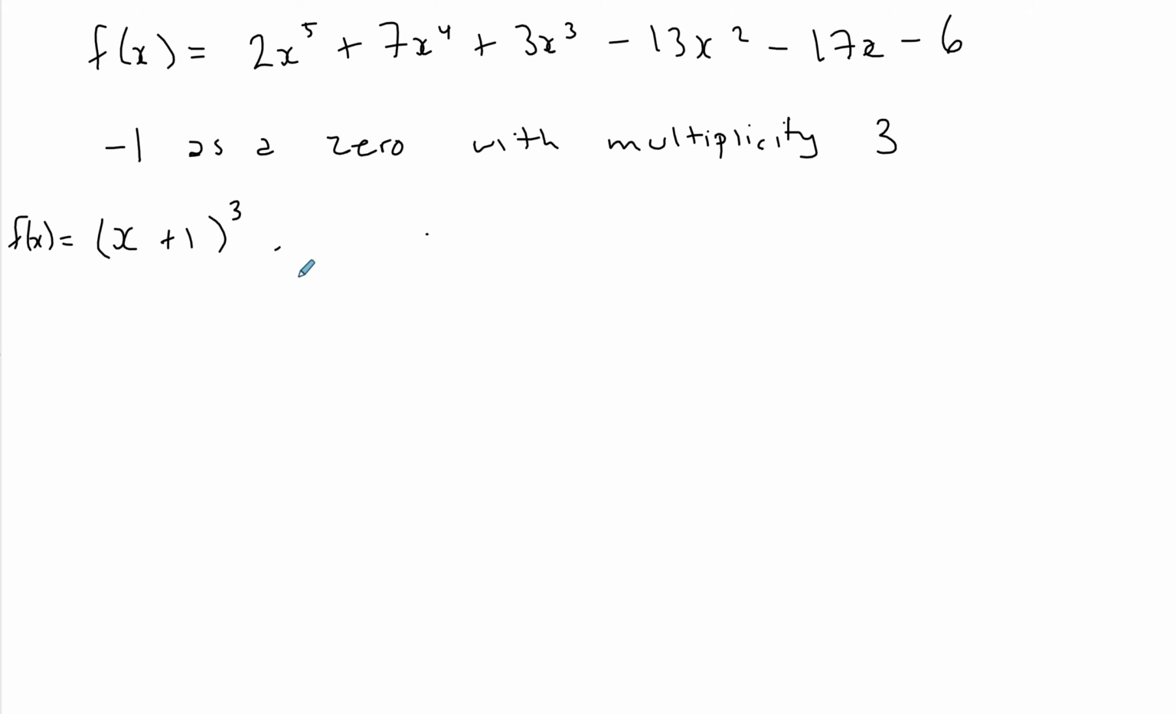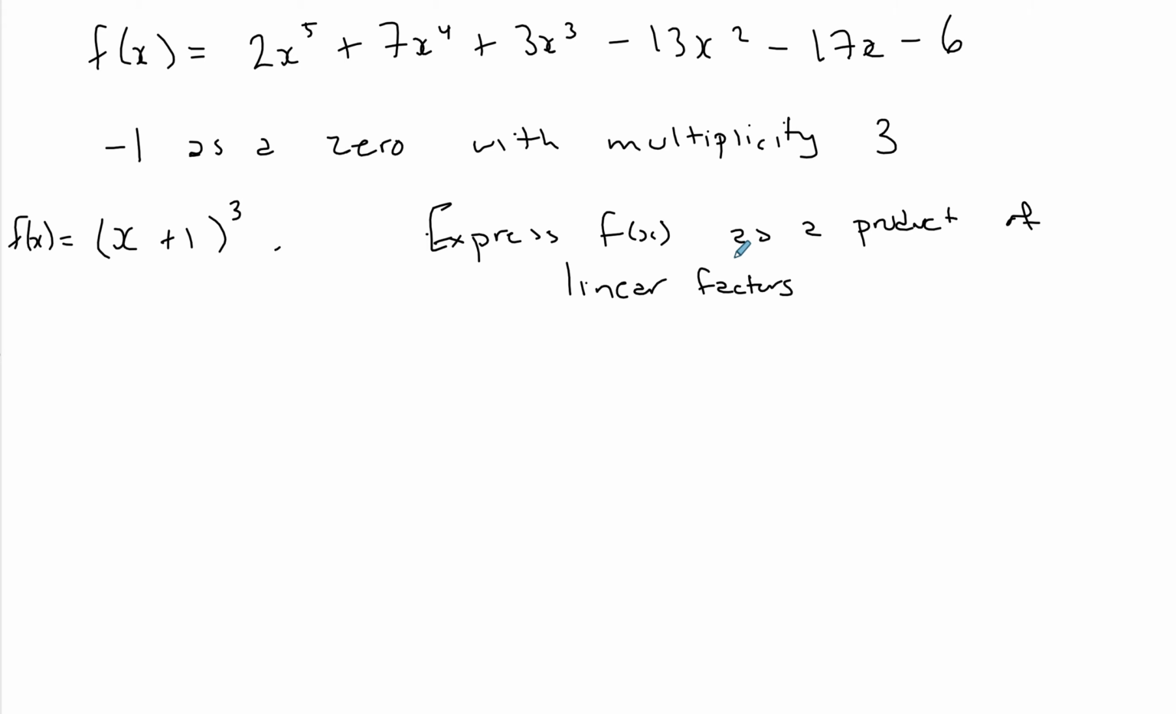Now, if I know this fact, and they tell me to express f of x as a product of linear factors, we can use this fact to find the other factors. In the beginning you're like, well, this is to the power of 5. How can I end up reducing it to linear factors if I only know one root? Well, this one root has a multiplicity of 3, which means I can use synthetic division 3 times. So let's go through that.